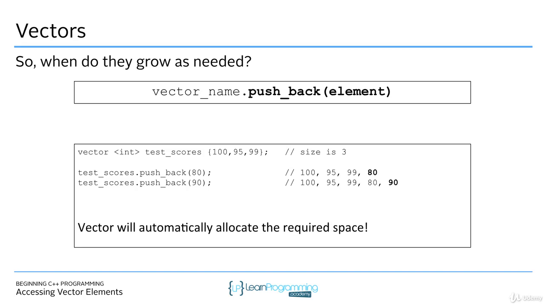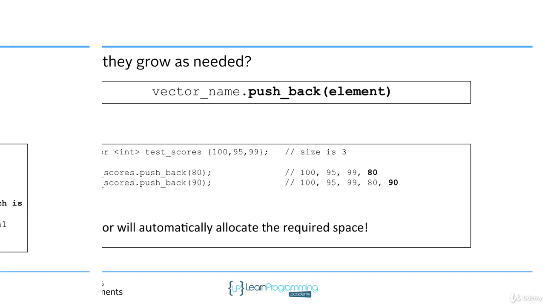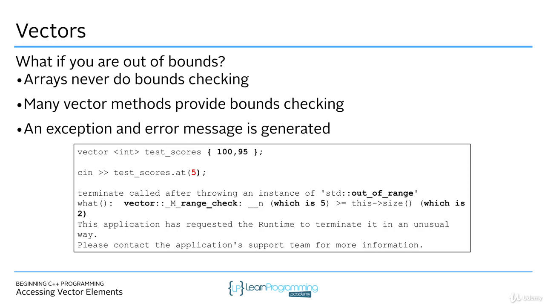How does this work? You don't have to worry about it. That's the beauty of vectors and of the other classes in the standard template library. The vector will take care of allocating or deallocating space, adding new values to that space, and so forth. You can concentrate on solving your problem. Okay, but what happens if you're using at or some other vector method and you go out of bounds? Let's see. If you go out of bounds and you're using a method that does bounds checking, C++ will throw an exception.